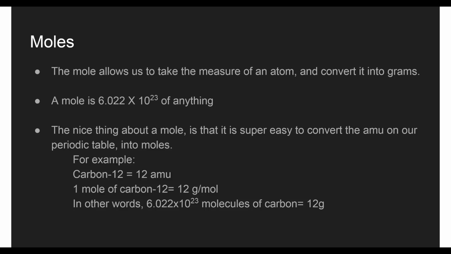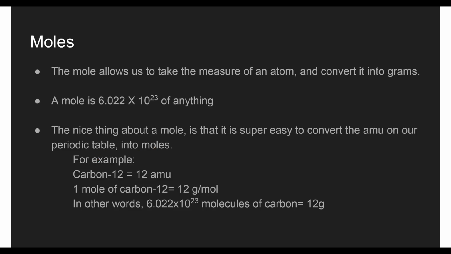So if I have 1 mole of calcium, then that means I have 6.022 times 10 to the 23rd atoms of calcium. Okay? But as I mentioned in class, we could have that number of pineapples, or grains of sand, or really any of those, which is just a whole bunch, right? So the nice thing about a mole is that it's super easy to convert the AMU on our periodic table into moles. It's really, really easy.